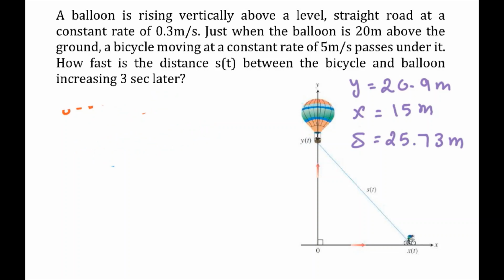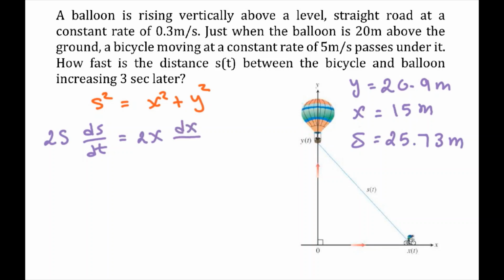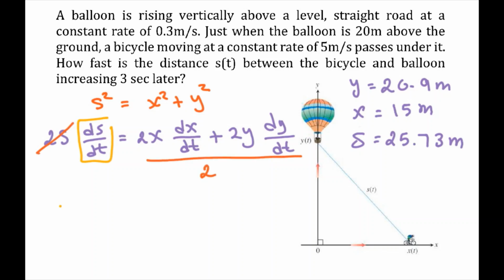Now let's go through the Pythagorean theorem again. So the hypotenuse squared equal adjacent squared plus the opposite squared. Now we are going to differentiate with respect to t. So 2s ds over dt equal 2x dx over dt plus 2y dy over dt. Now I want only ds over dt, so I'm going to divide everything by 2s over 2s.